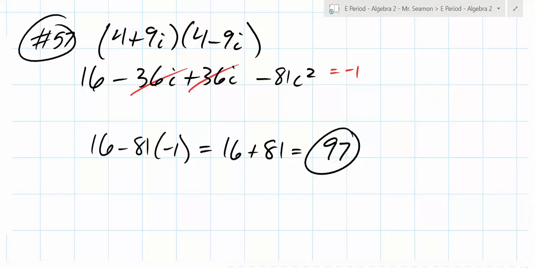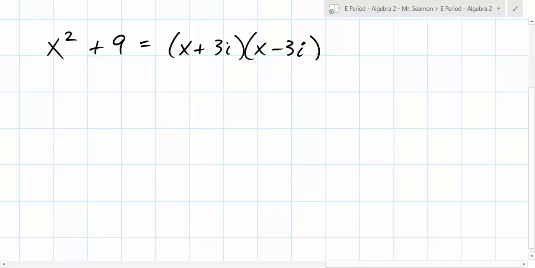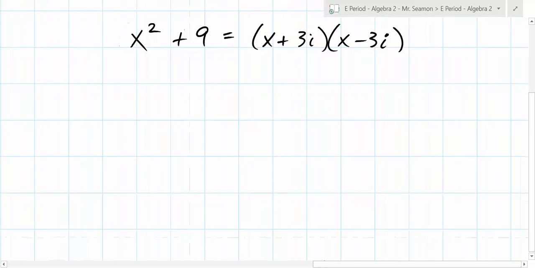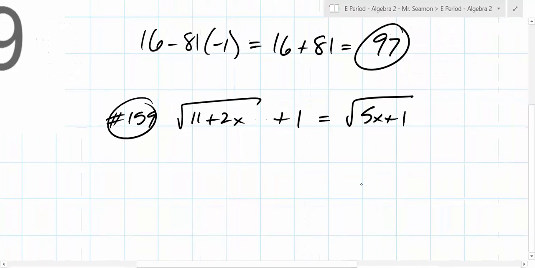Wait, so could you do something different? x plus 3i. x minus 3i? x minus 3i, correct. Yeah, there you go. Good job. But what we got was 97. Yes, correct. Okay, what's the only thing you can do right there?